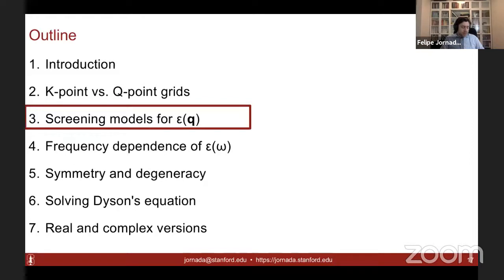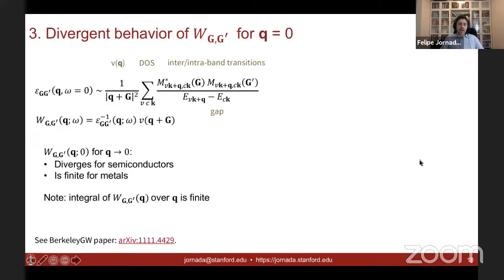The next topic I wanted to address is screening models for the dielectric matrix epsilon of Q. And the issue is the following. If you look at the dielectric matrix epsilon GG prime, it roughly looks like the Coulomb interaction 1 over Q squared, and then the sum over valence and conduction k points, which has some sort of energy denominator and those matrix elements on top. And of course, the screened Coulomb interaction matrix W is simply the inverse of this dielectric matrix epsilon times the Coulomb interaction V.